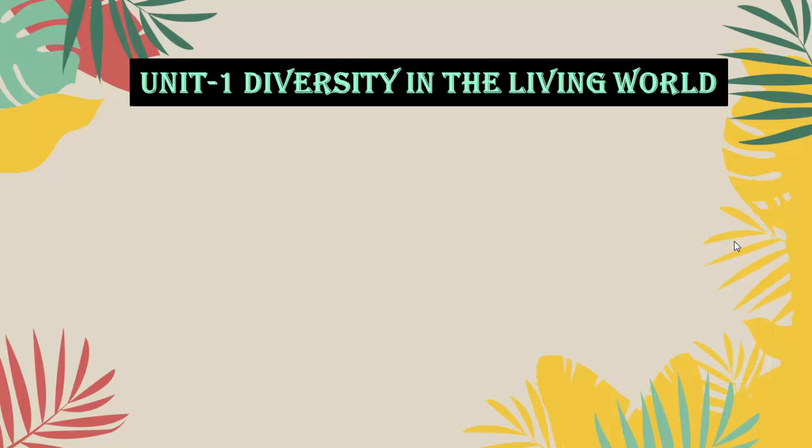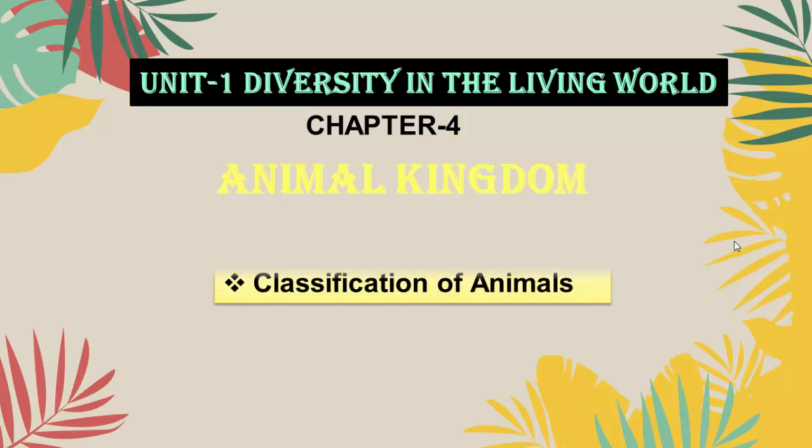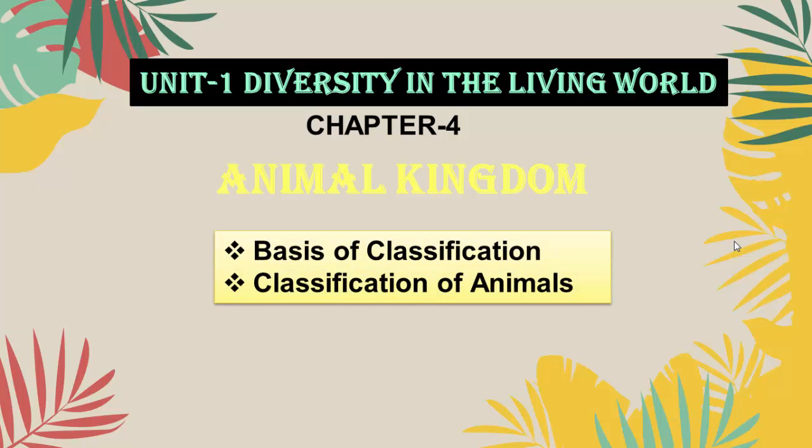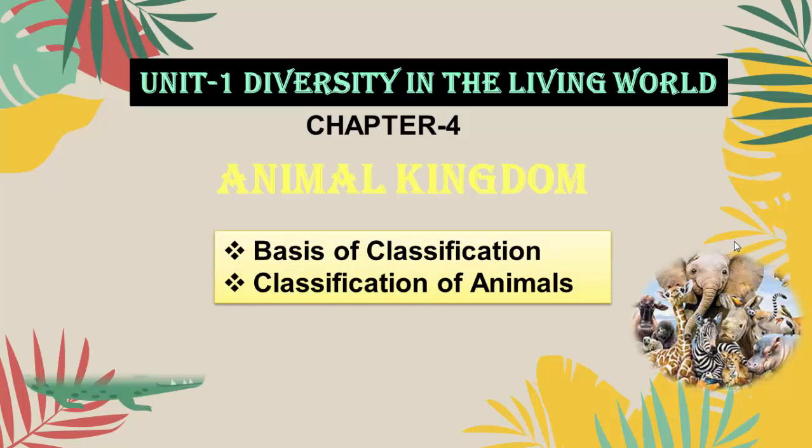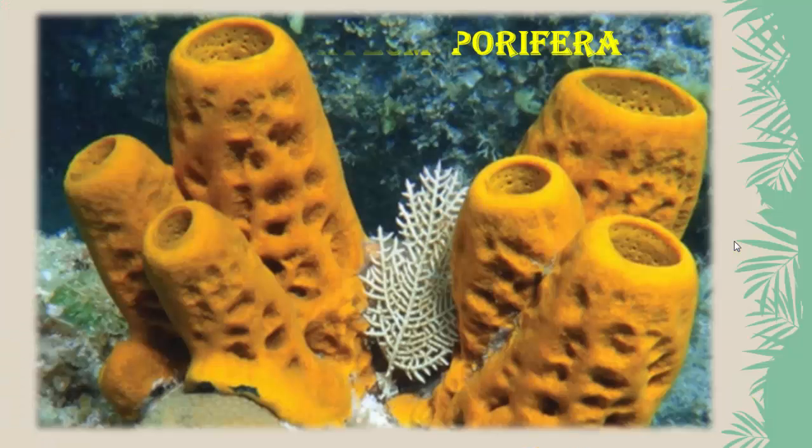Hello dear students, let us continue the fourth chapter in the first unit, that is diversity in the living world, and the topic now you are studying is animal kingdom, which is the fourth chapter in the first PU syllabus. And now I am explaining about the remaining general characters of the phylum Porifera.